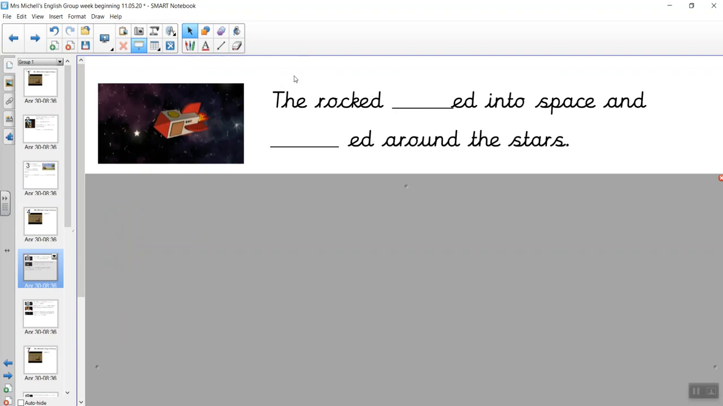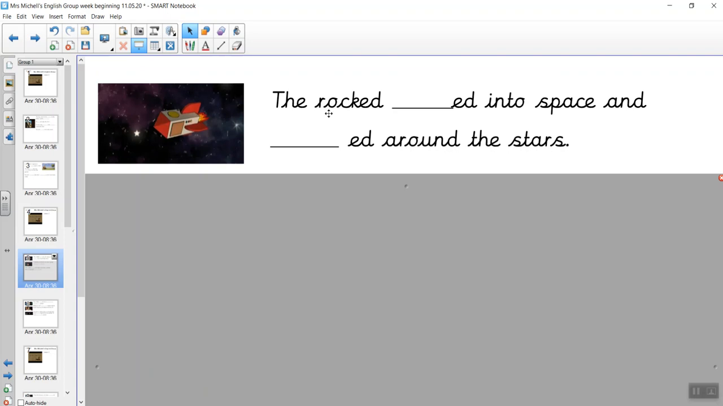Let's read the sentence. The rocket something into space and something round the stars. Now let's think about it. The rocket went into space quite quickly, so I might say something like the rocket zoomed into space and travelled around the stars, or circled around the stars, or moved around the stars. You think about what you want to add into your sentence. Pause the video and write your sentence.